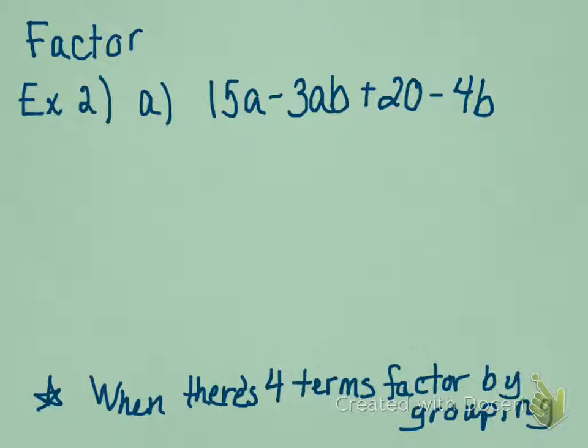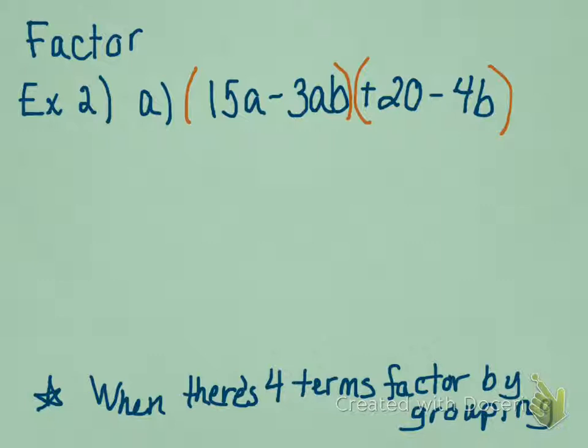Alright, example 2 says factor. What you're going to notice on example 2 is there are 4 terms. Down here at the bottom, I give you a little hint. When there are 4 terms, you're going to factor by grouping. What I mean by grouping is you are going to group your first 2 terms together and your last 2 terms together.